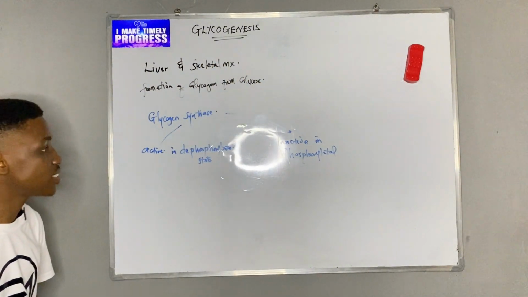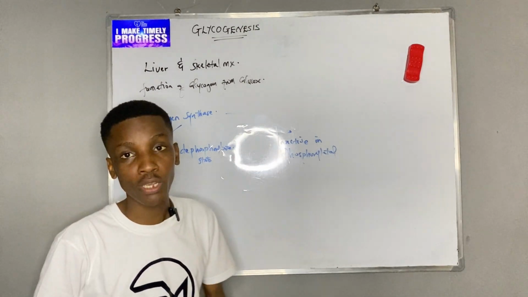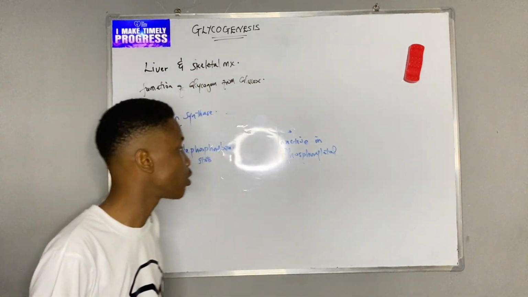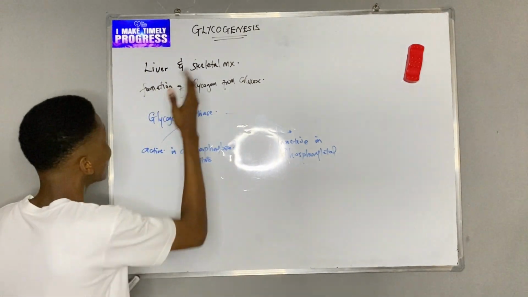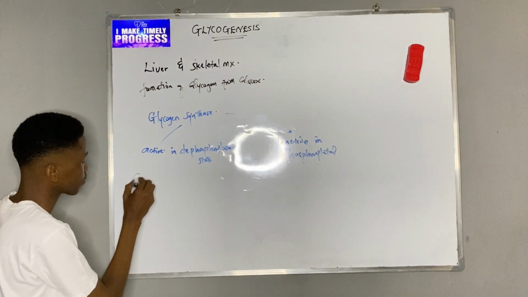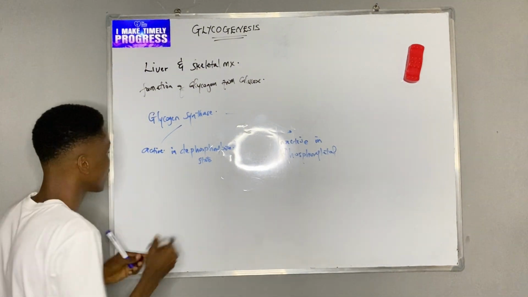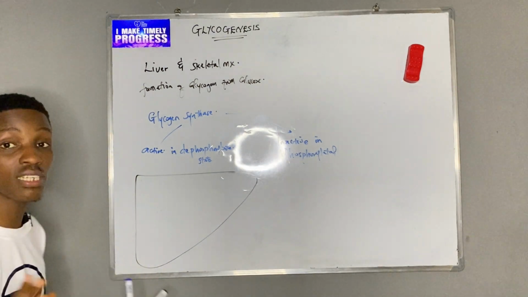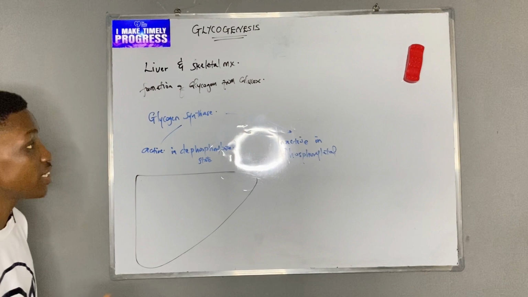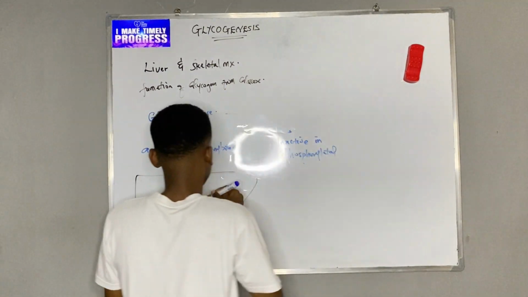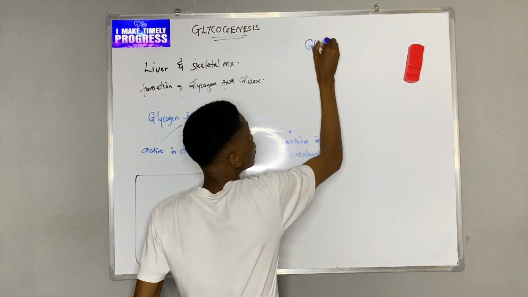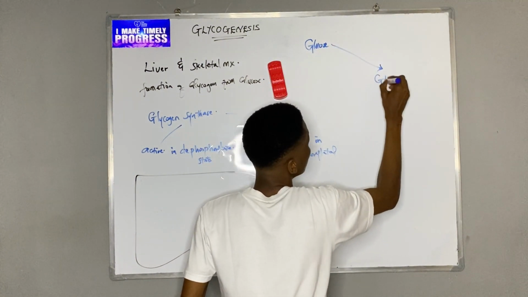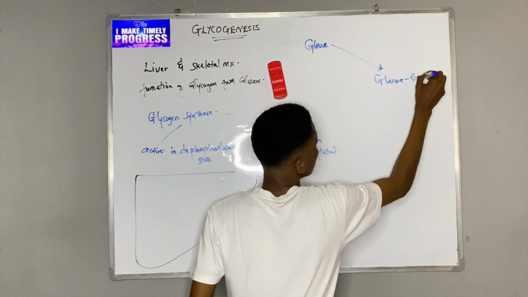Now, the next thing that is important is, how does this pathway occur? How is this achieved in the human body? Glycogenesis begins in the liver. So if this is the liver I'm looking at, the steps of this process are very direct and simple. It begins with glucose being converted to glucose 6-phosphate.